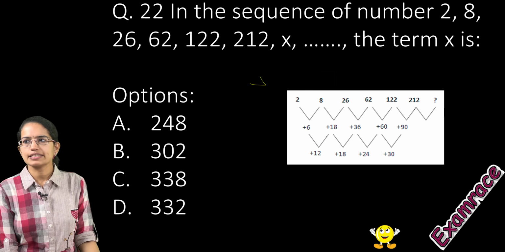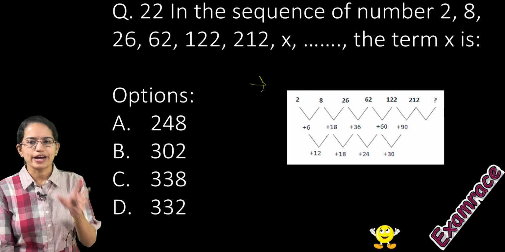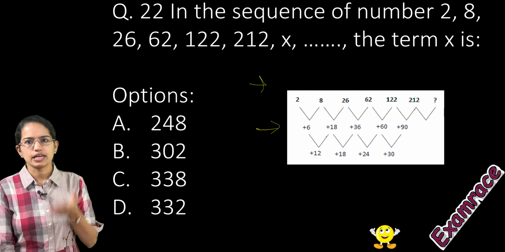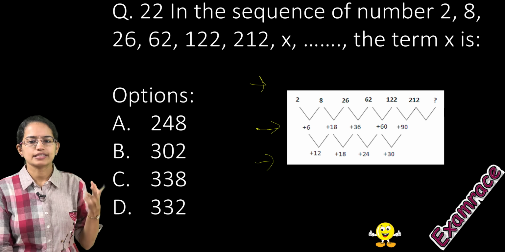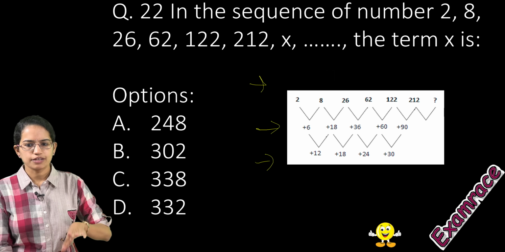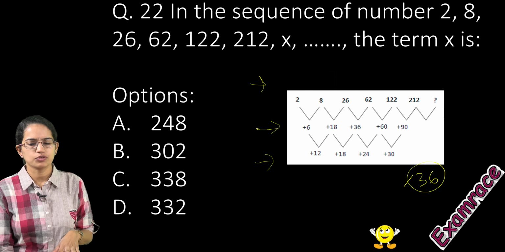Now this is a number series question. You have 2, 8, 26, 62, 122 and so on. Now what you do is you find out the first difference of these, okay. So that comes up to be 6, 18, 36 and so on. Then you find out the second difference. So that's 12, 18, 24, 30, that means a difference of 6. So the next number would be 36.